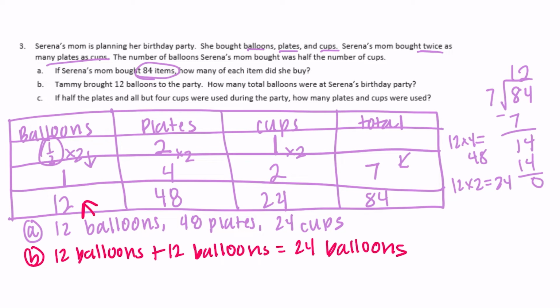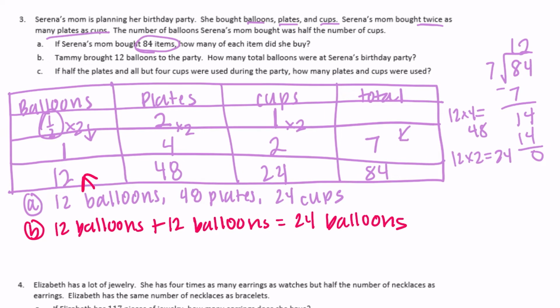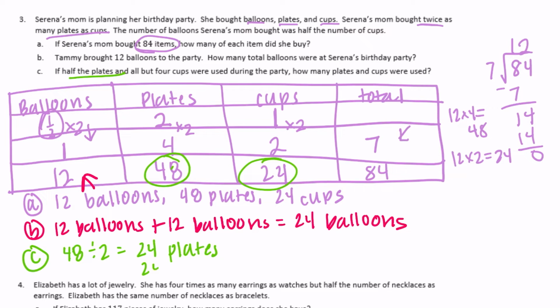And C, if half the plates and all but 4 cups were used during the party, how many plates and cups were used? So C, we have half the plates. So there were 48 plates. So 48 divided by 2. So half of them. So we have 24 plates were used and all but 4 cups. So 24 minus 4 would be 20 cups. So we would have 24 plates used and 20 cups were used.